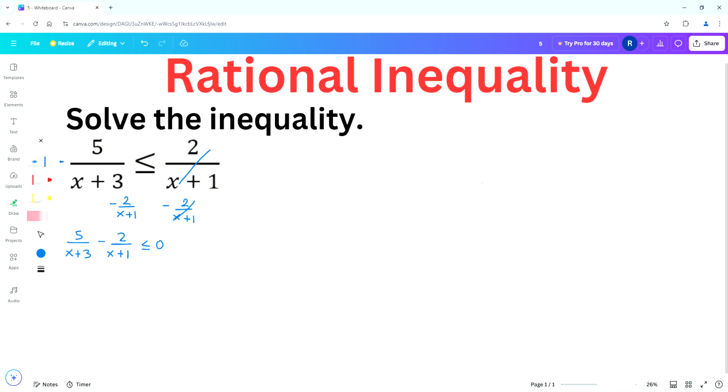Next, we should combine these fractions by finding a common denominator. The common denominator is x plus 3 times x plus 1. We should multiply the first fraction by x plus 1 in the numerator and the denominator. And we should multiply the other fraction 2 over x plus 1 by x plus 3 in the numerator and denominator.